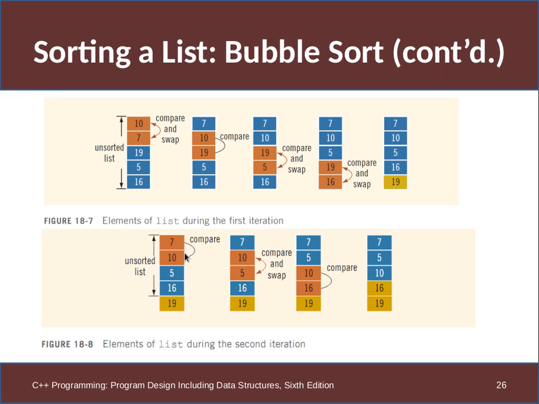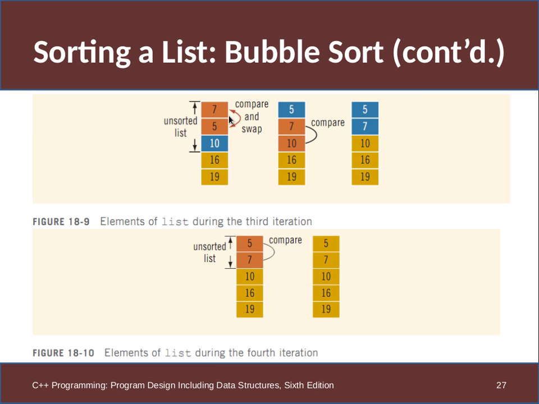Okay, 7 and 10. Compare. Don't do anything because 10 is bigger. 10 and 5. 10's bigger, so we're going to swap it. 10 and 16. 16's bigger, so we leave it. 16 is where it needs to be. It has bubbled up. 7 and 5. 7's bigger, swap them. 7 and 10. The 10's bigger, we're done. The 10 has bubbled to its location. With an unsorted list of two elements, you compare them. They're in the right location, we're done.